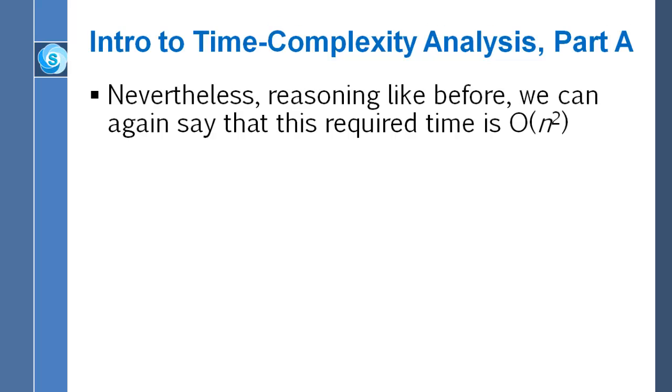So reasoning very much like we did with the asterisk printing program, we're able to deduce here that bubble sort requires an amount of time that is big O of n squared. Okay? And again, I want to remind you that big O is not a function. Big O of n squared means that we're talking about something that is less than or equal to an unspecified constant multiplied by n squared.